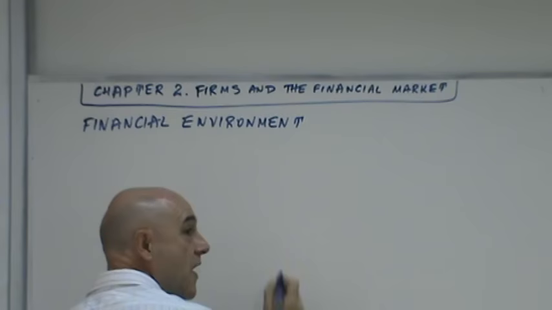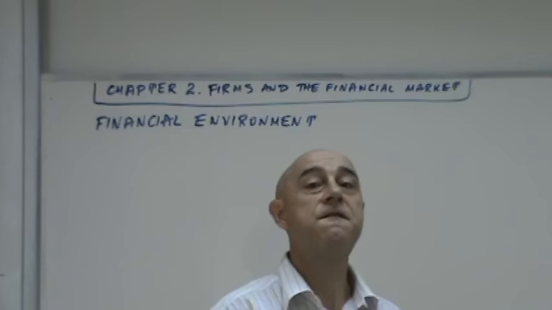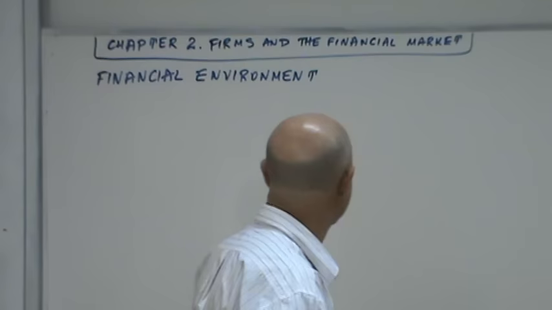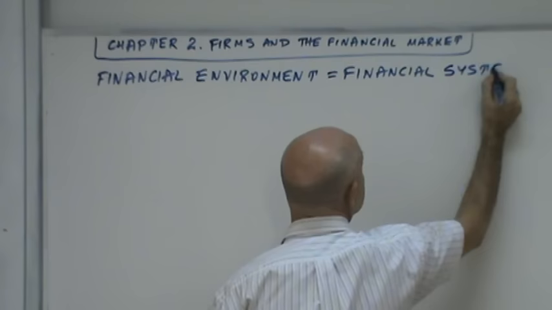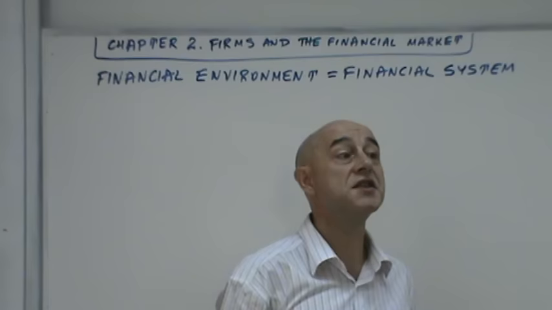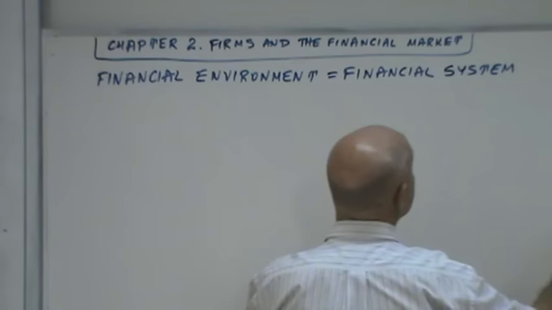environment. And the financial environment is the financial system in which firms operate. Firms are businesses, financial system in which businesses operate. Now, what is the financial system?